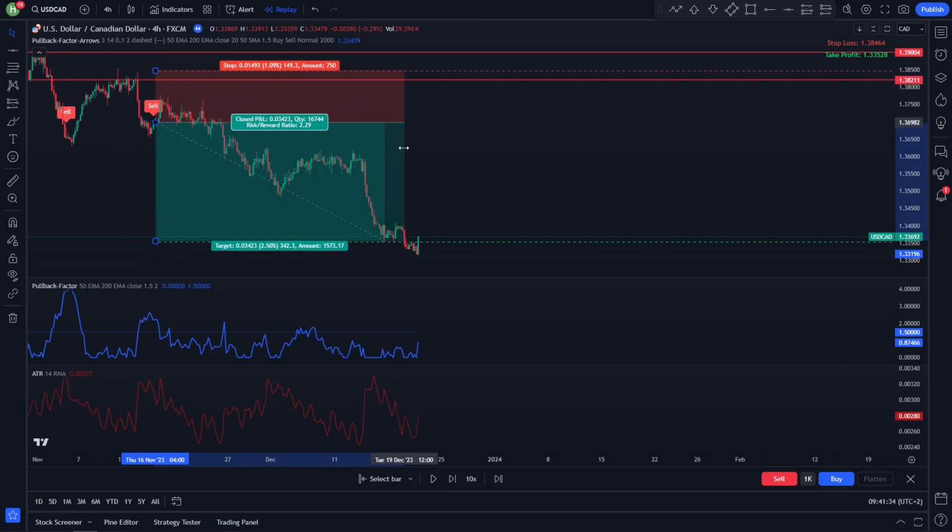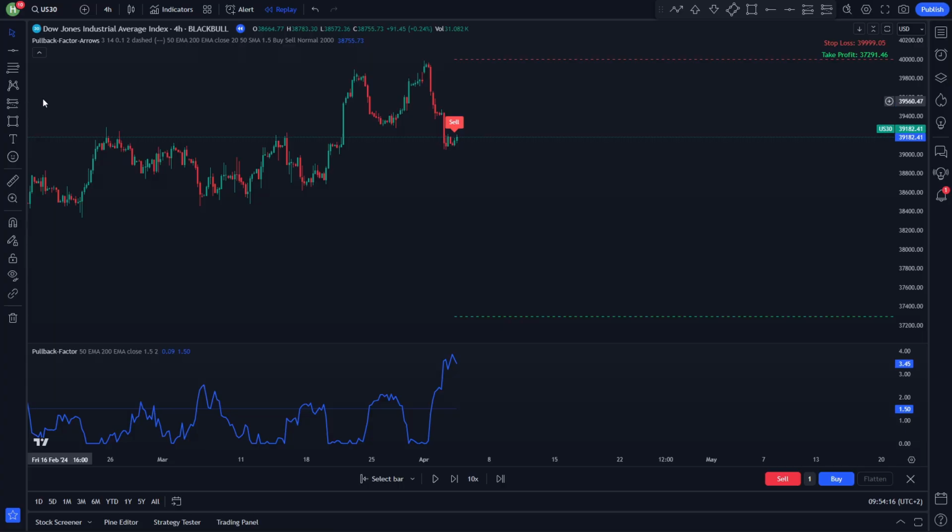Next, let's explore another swing trade example. However, this time we'll be focusing on a stock index. For this example, I've selected the Dow Jones Industrial Average, or US 30, in the 4-hour time frame. From the chart, we can see that the index is currently in a downtrend after this double top rejection away from a supply zone. A double top rejection is a popular reversal pattern used by traders worldwide.